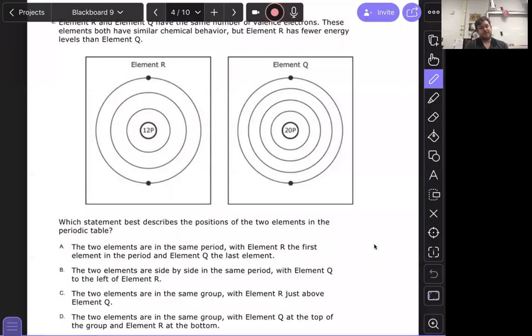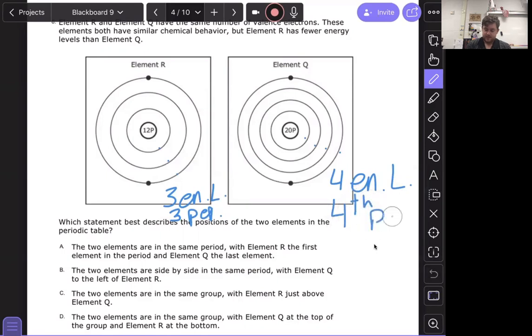All right, we're going to skip a little bit to number 6. Elements R and Q have the same number of valence electrons. These elements both have similar chemical behavior, but element R has fewer energy levels than element Q. So look, element R has 1, 2, 3 energy levels. So it's in the third period. Element Q has 1, 2, 3, 4 energy levels. So it's in the fourth period.